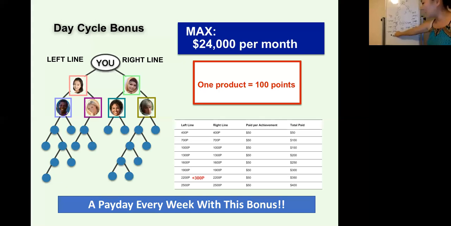You can accumulate the points up to 10,000 if you maintain 3 or more PSPs. Up to 5,000 if you have 2 PSPs. Okay? Now, 1,200. So remember, 400 is achieved, so you get $50. 700 is achieved, so you get $50. Now, you achieve 1,000, so you get another $50.